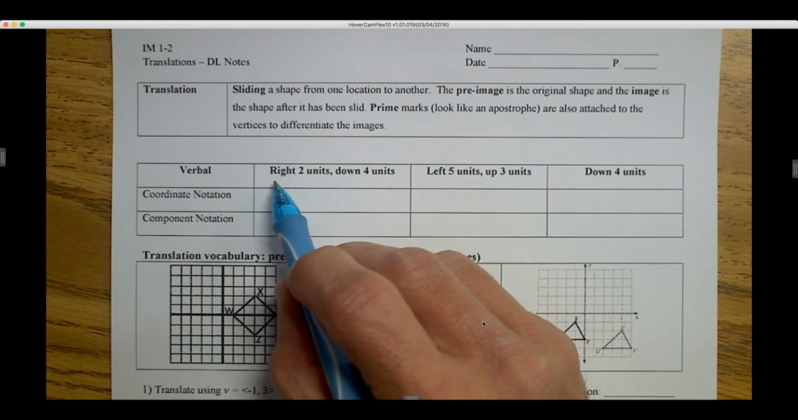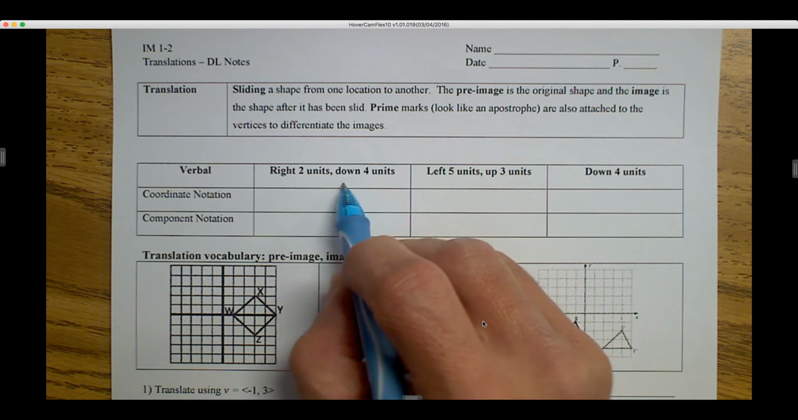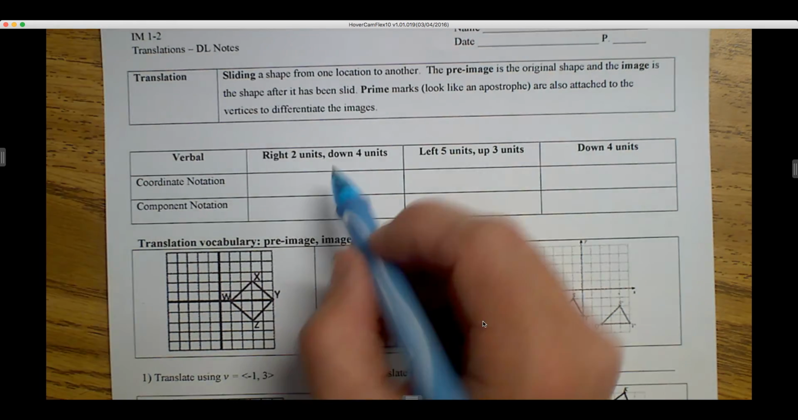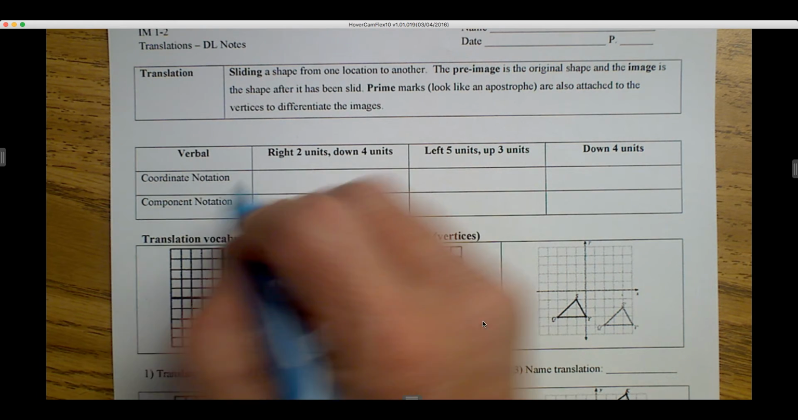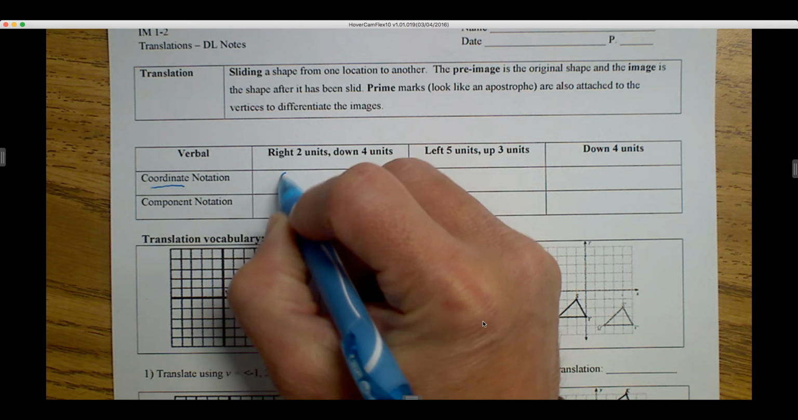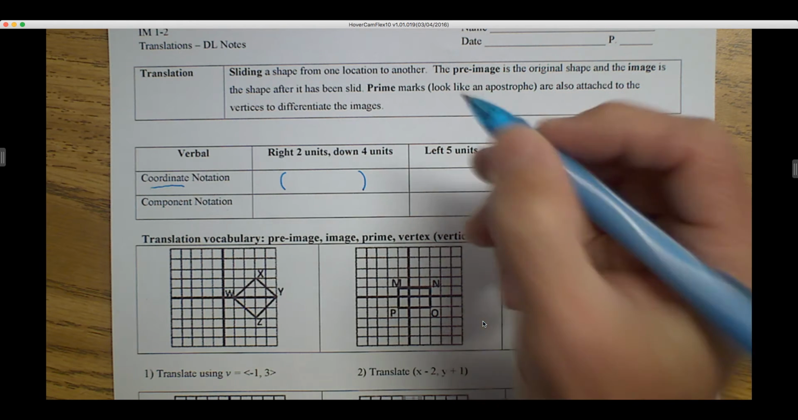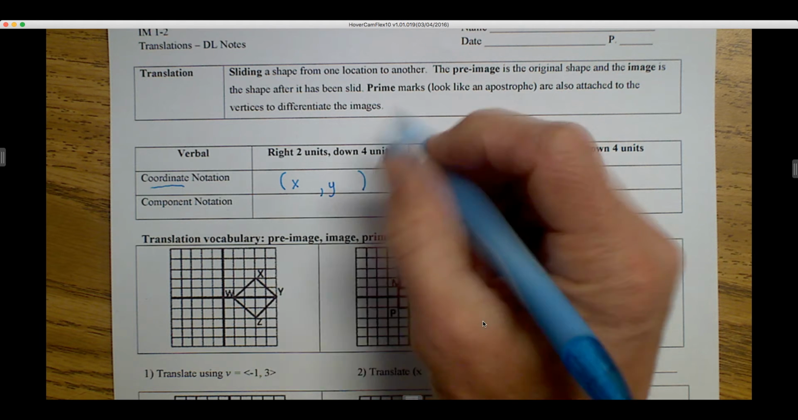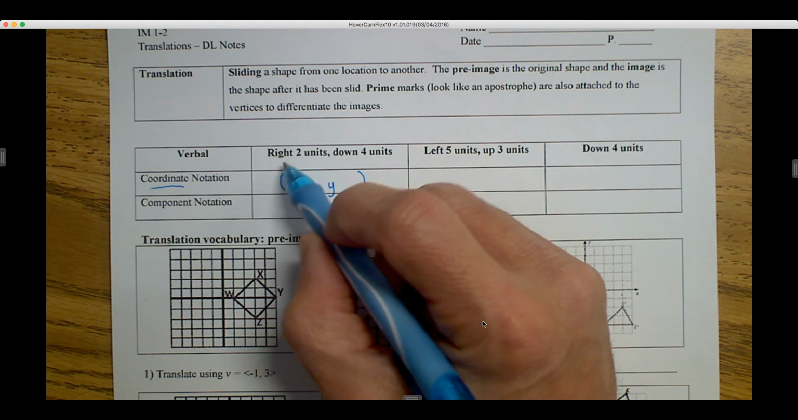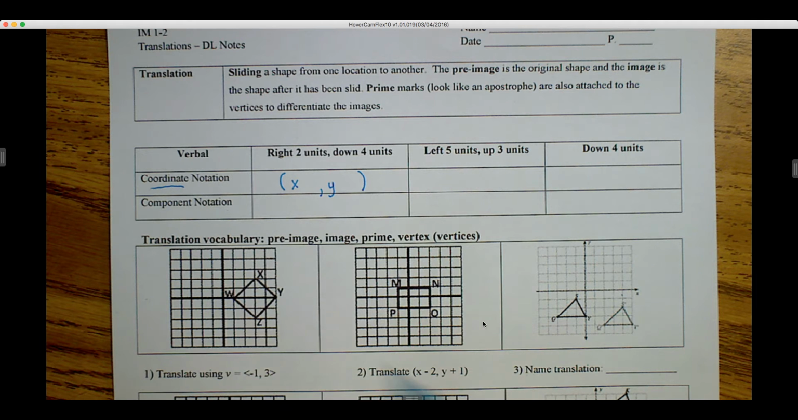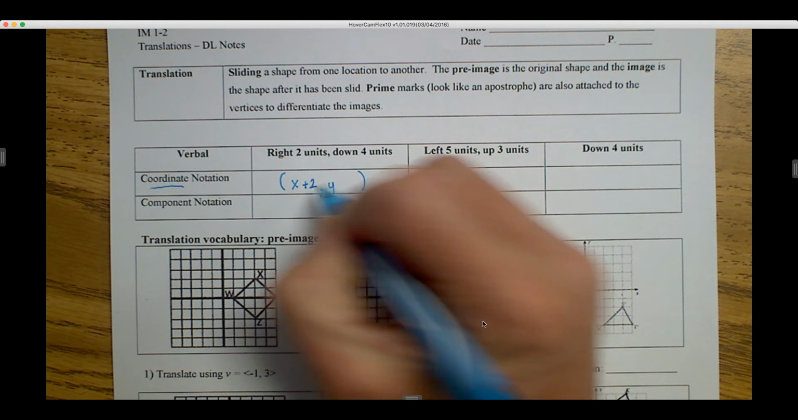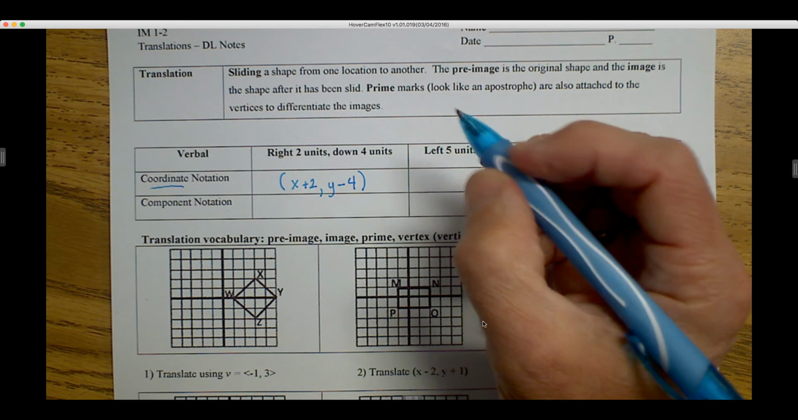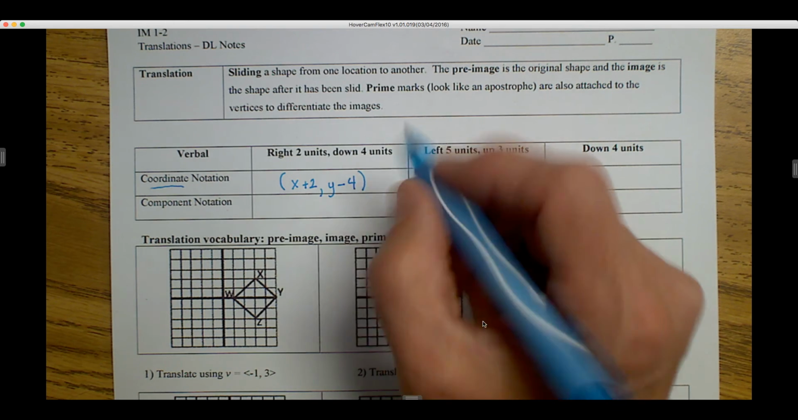So in our first example, it says right 2 units, down 4 units, and we're sliding these shapes on the coordinate plane. If we're going right 2 units, and we're talking about coordinates, we want to have coordinates look like a pair of coordinates. Parentheses around, you're going to have an X and you're going to have a Y. If I'm moving to the right 2 units, that would be in a positive direction. So X plus 2. When I go down 4 units, that would be in a negative direction. So Y minus 4. And that would be coordinate notation.